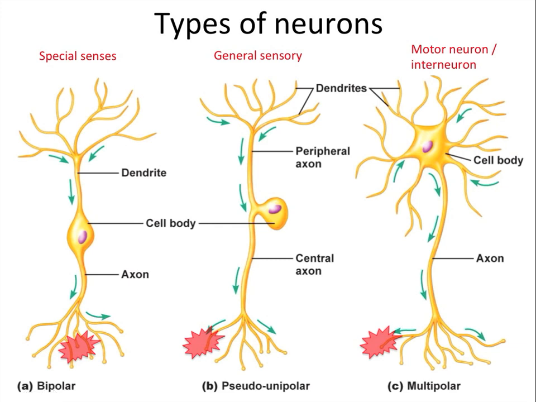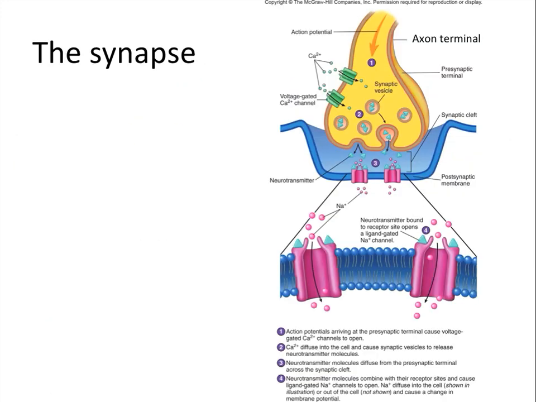So now that we know the different types of neurons and the structure of neurons, we need to look at how neurons actually talk to each other. And they talk to each other through what's known as a synapse. And so what happens, we can look at this. This is just the axon terminal.